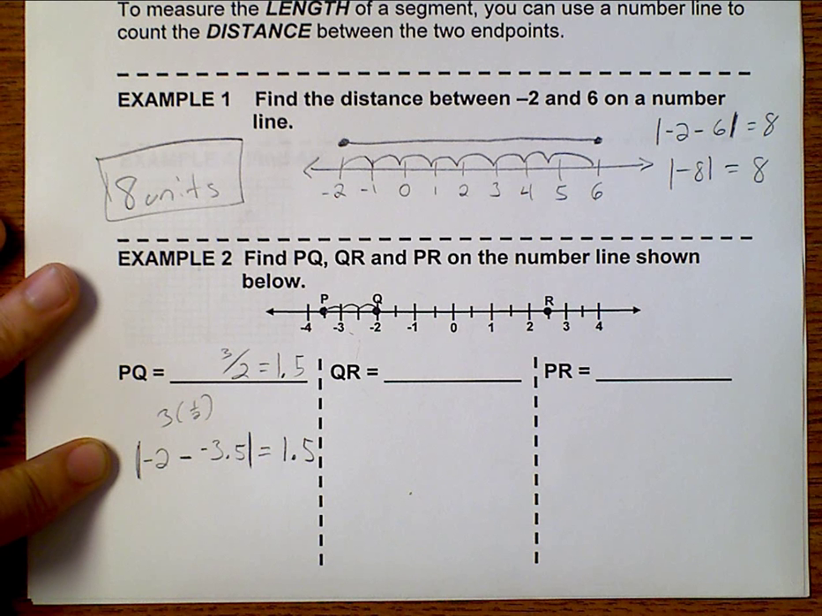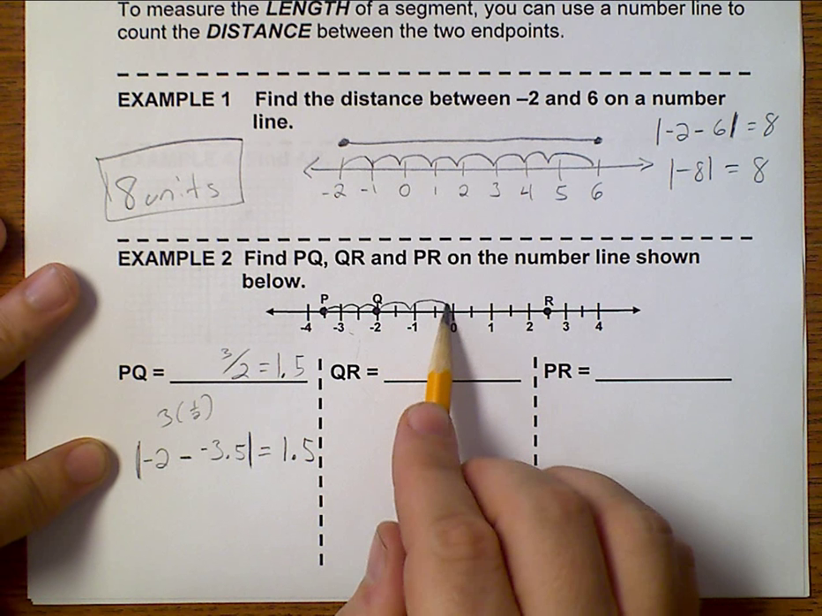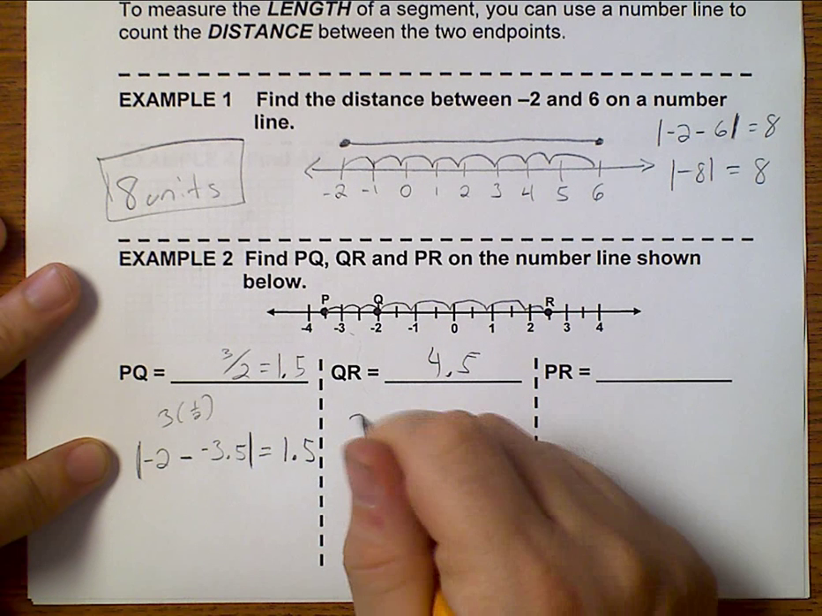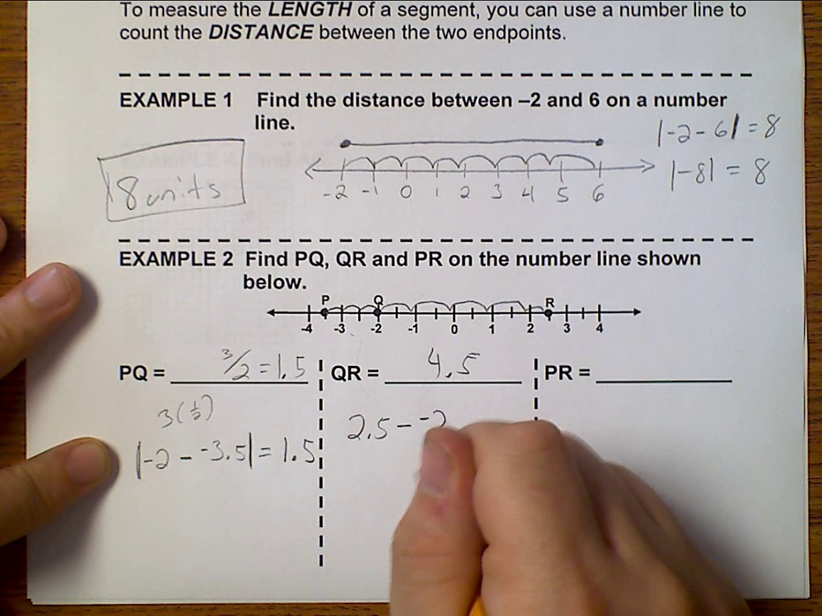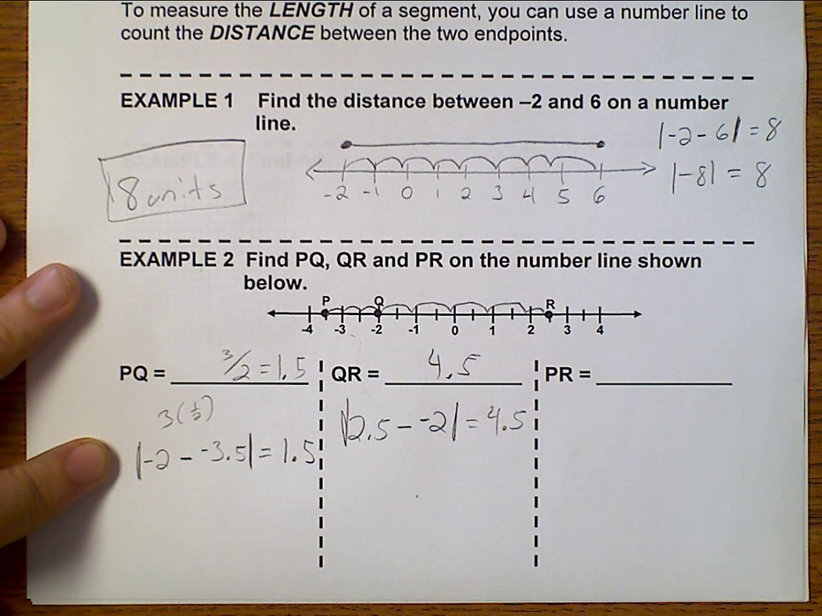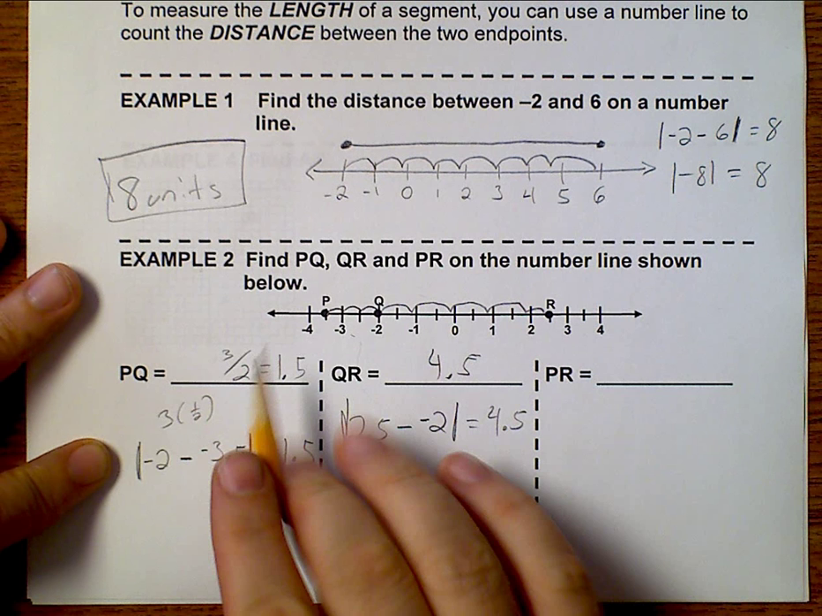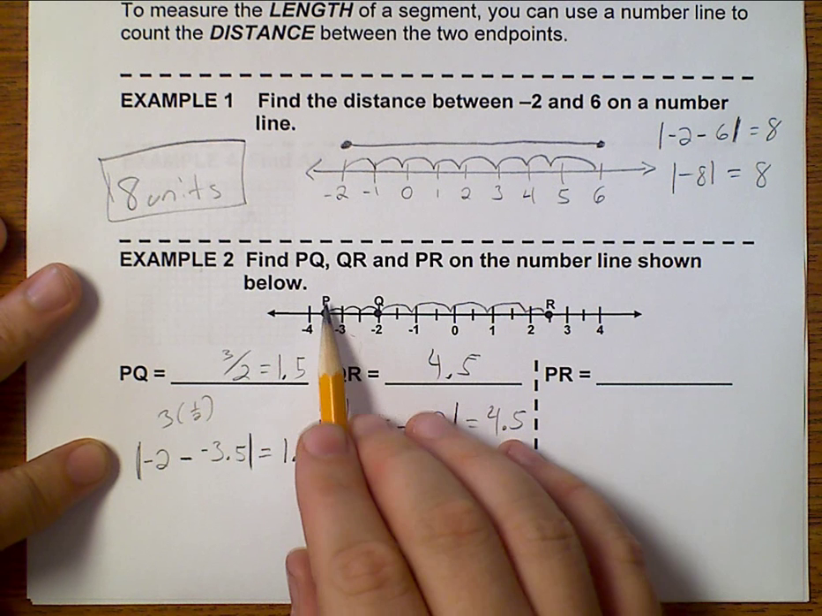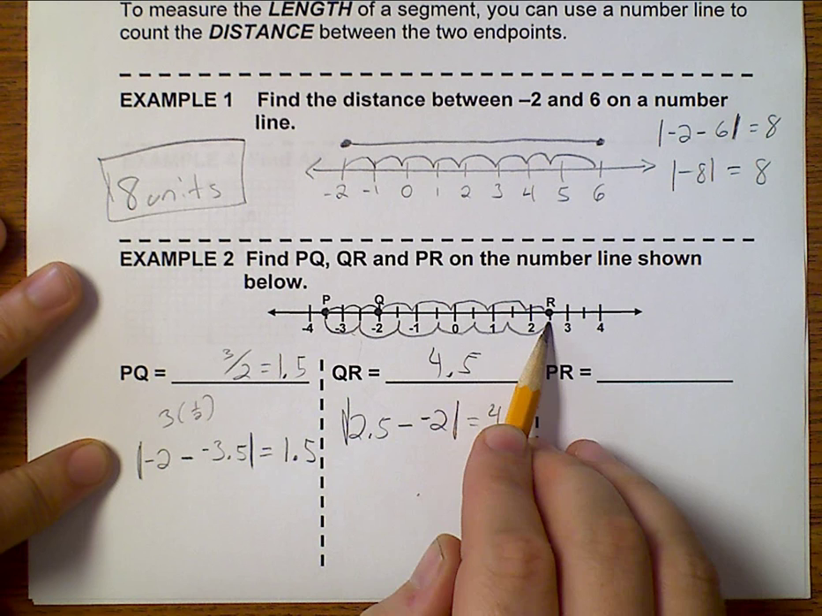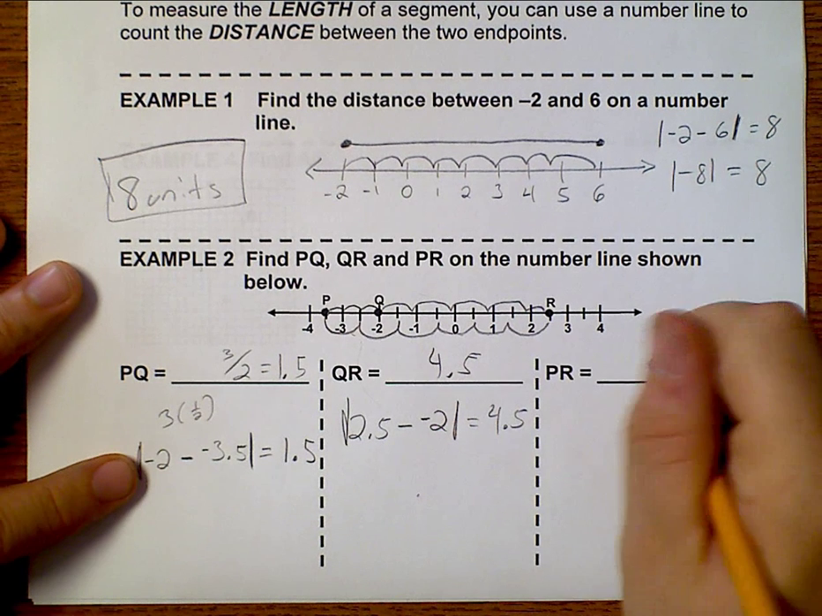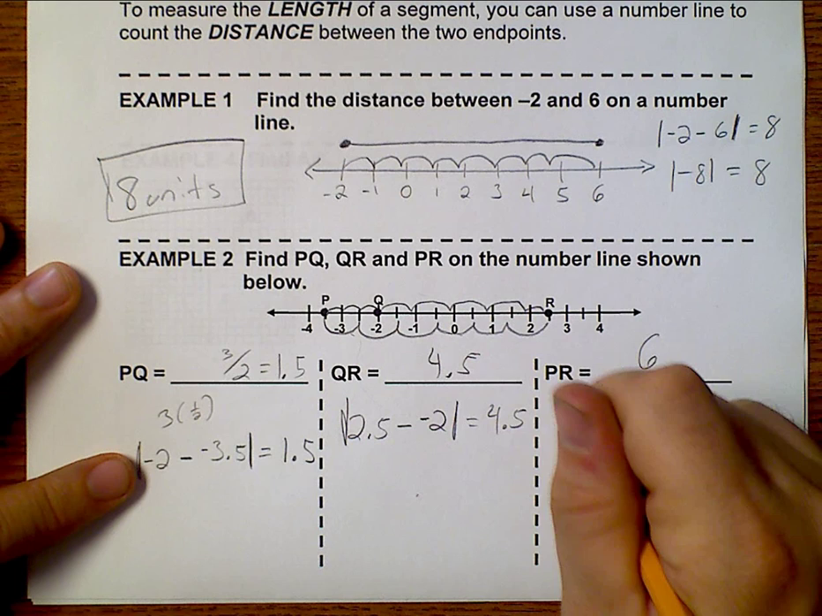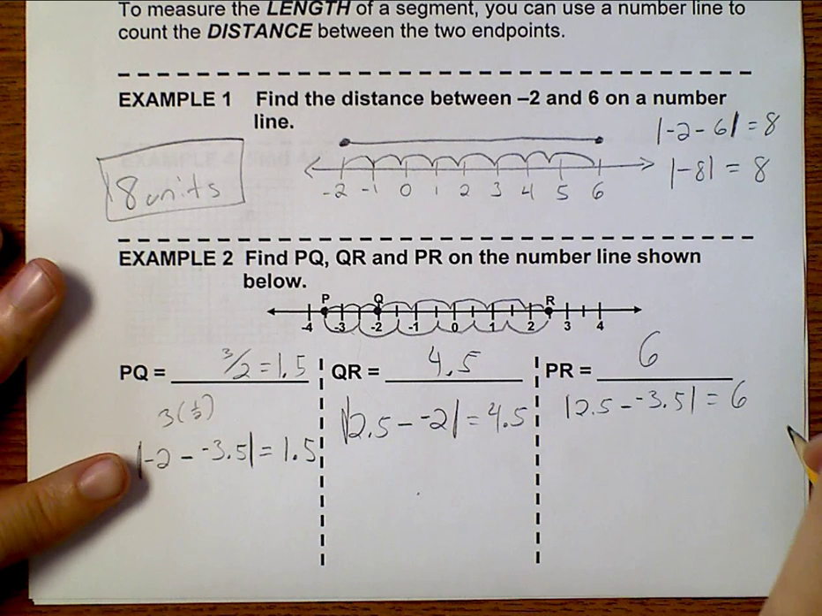Now if I want to find QR, well, I'm moving by 1, 2, 3, 4.5. Or I could simply say 2.5 minus -2, and that's going to give me 4.5. And now PR, which moves 1, 2, 3, 4, 5, 6. I'm just moving from half step to half step, so it moves a total of 6. Or I could say 2.5 minus -3.5, and that would also give me 6.